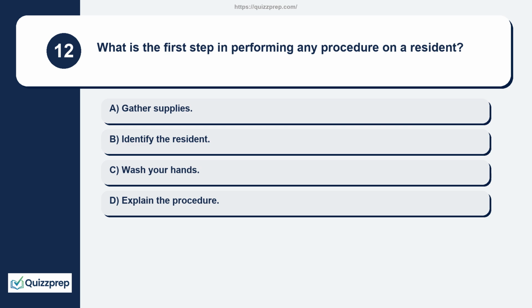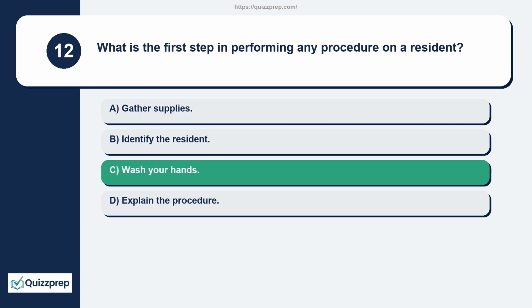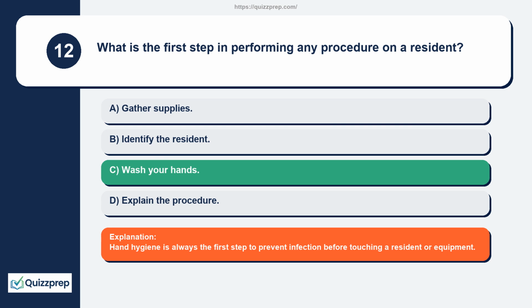Question 12. What is the first step in performing any procedure on a resident? Gather supplies. Identify the resident. Wash your hands. Explain the procedure. Hand hygiene is always the first step to prevent infection before touching a resident or equipment.